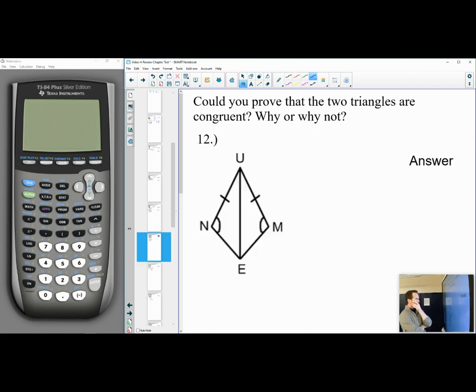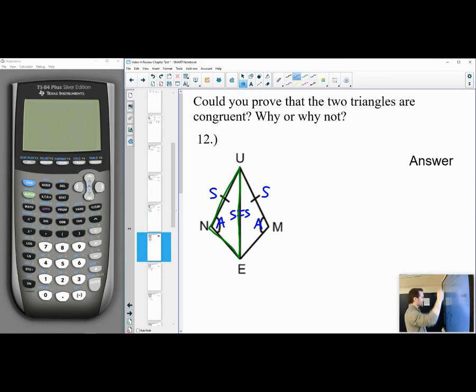Number 12. Same direction, so we approach this the same way. I see a pair of sides. I see a pair of angles, and that's two pairs, but we know we always need three. But they're sharing a side. They're sharing this side, segment UE, so we can add in the reflexive property. A pair of sides right there. All right, now let's take a look. Focus on this triangle. Doesn't matter which triangle you pick. I'm just picking that one. And I see two sides. Then the question is the angle in between them or not?